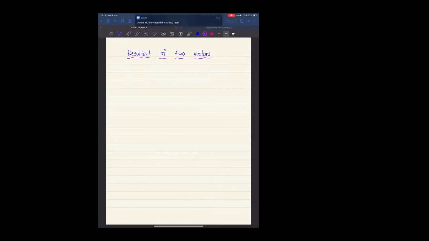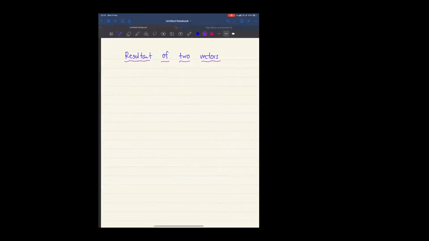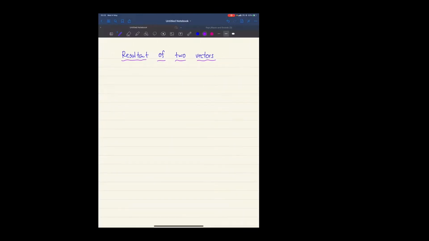So acceleration is a vector. Weight means a force, so that is anyway a vector. So guys, now listen. How do we find the resultant of two vectors?